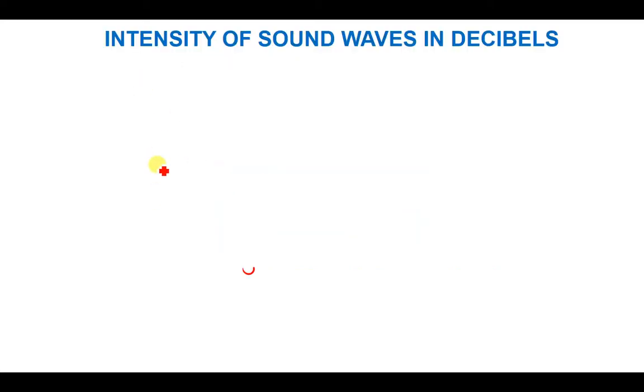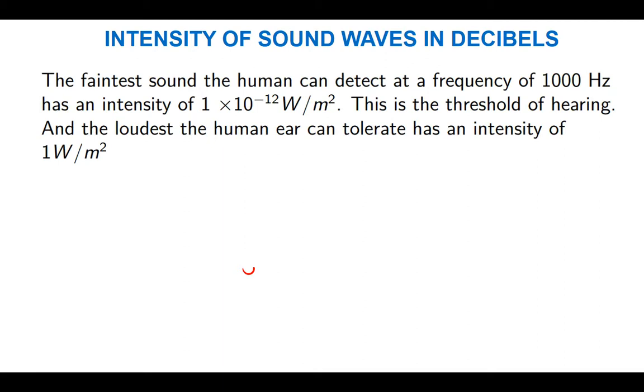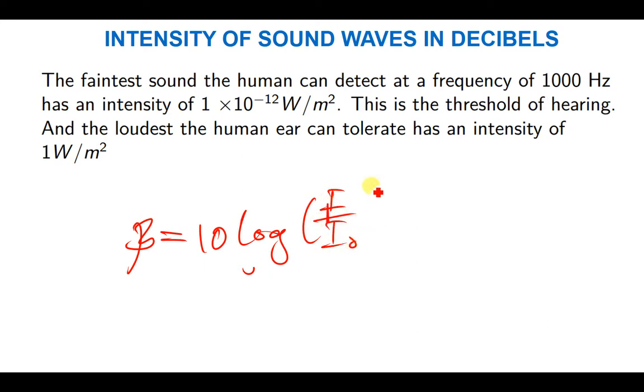Okay, so this is what I was just talking about. The intensity level is given by this formula, beta, which is the intensity level, is equal to 10 log of intensity over I naught. This I naught is the one I was saying you have to master.